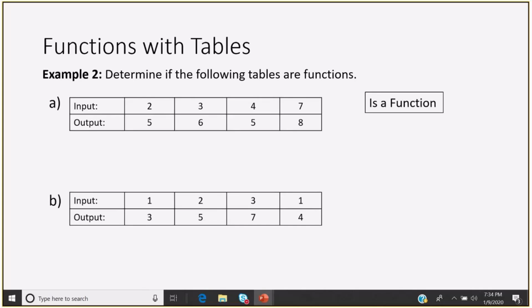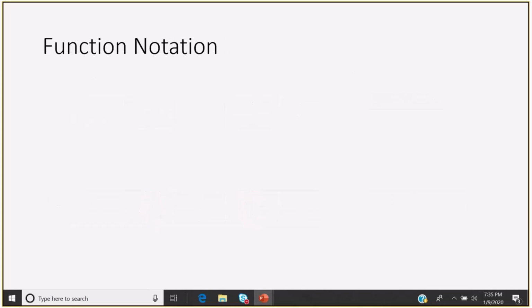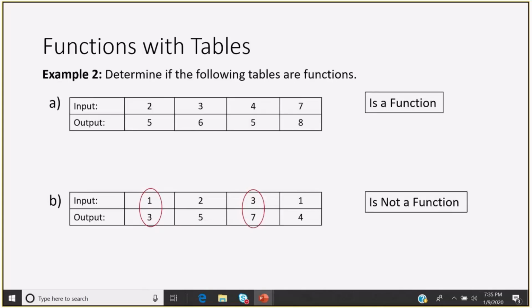Now here we have repeated inputs. We have 1 and we have 1. The first one is going to 3. The second one is going to 4. So I am mapping, that circle should be on the next one. So 1 is mapped to 3 and 1 is mapped to 4. So that is not a function. Again, to be clear, 3, 7 should not be circled. 1, 4 should be circled.